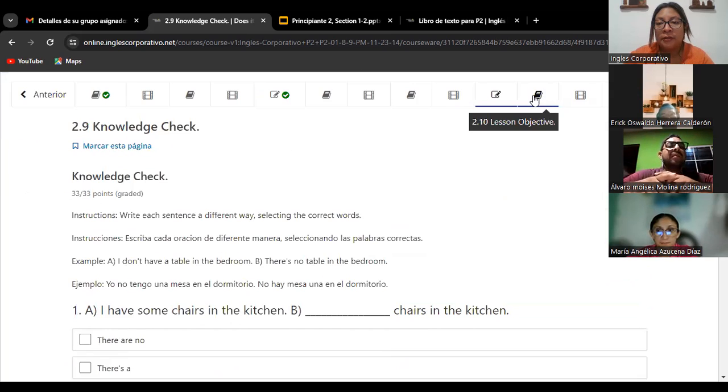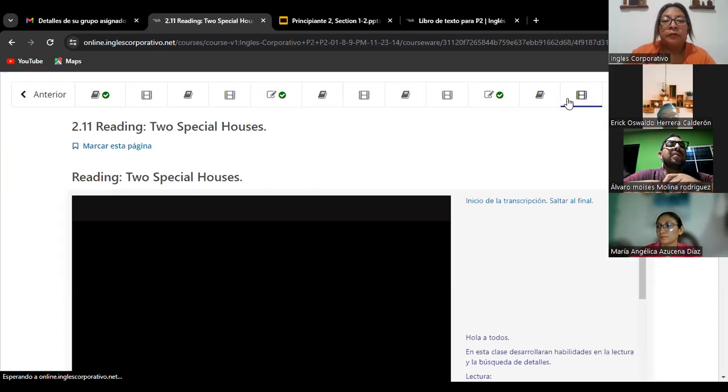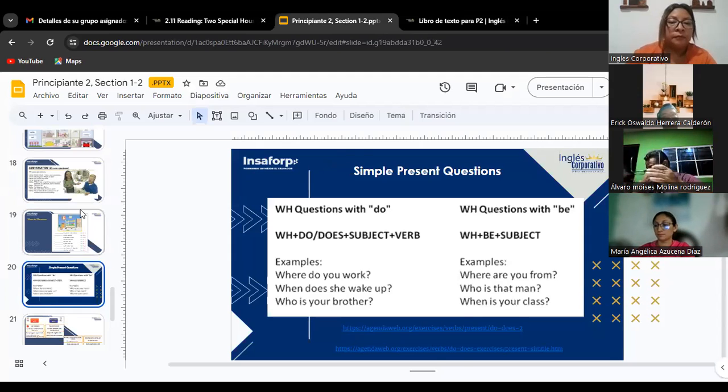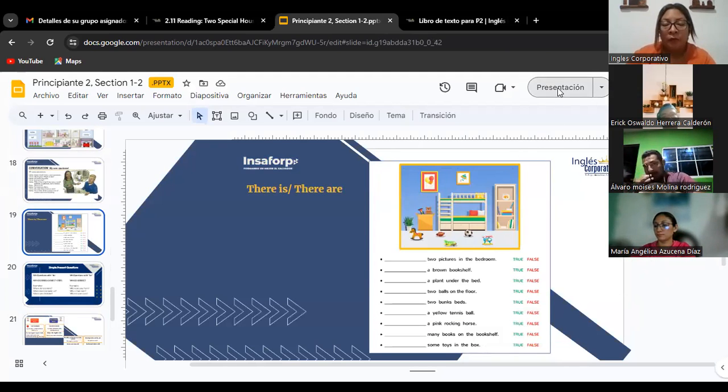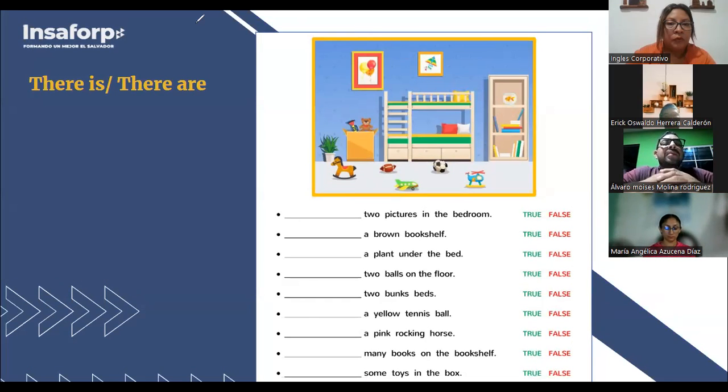Okay, and the last topic is about reading. It's a reading. I have here another exercise for the reason there are. Okay. Number one, Álvaro. There is or there are. There is. Two pictures in the bedroom.